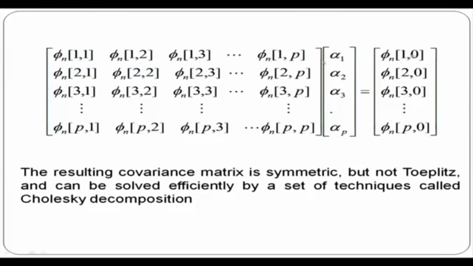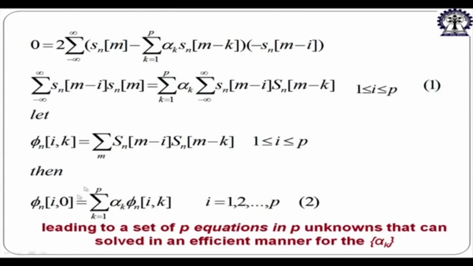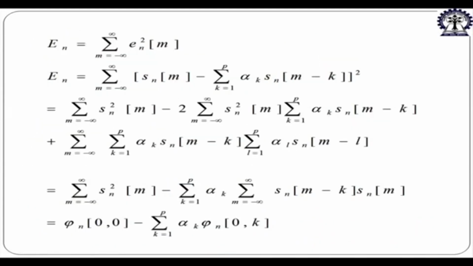Okay. So, in the last class we derived this equation. If you see this equation, we have to solve for alpha 1, alpha 2, alpha 3 up to alpha p. One of the methods is called the autocorrelation method. Before going to the autocorrelation method, recall that the mean square error minimization gives us this equation. Now, another thing I can say is how to find the error.